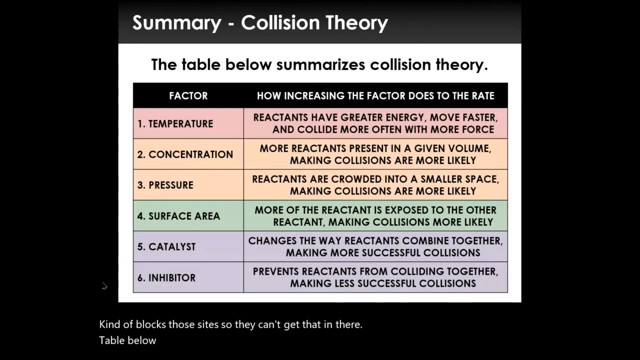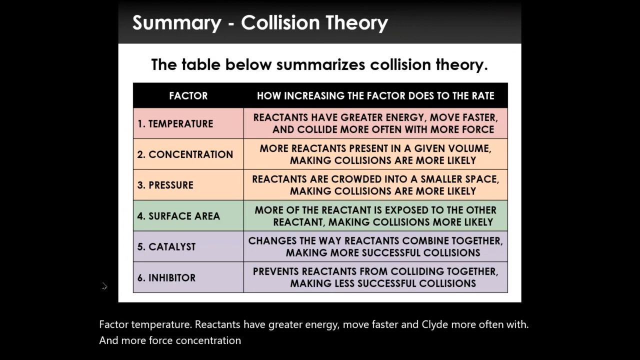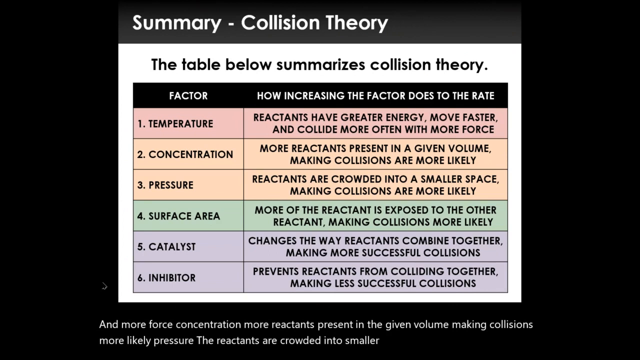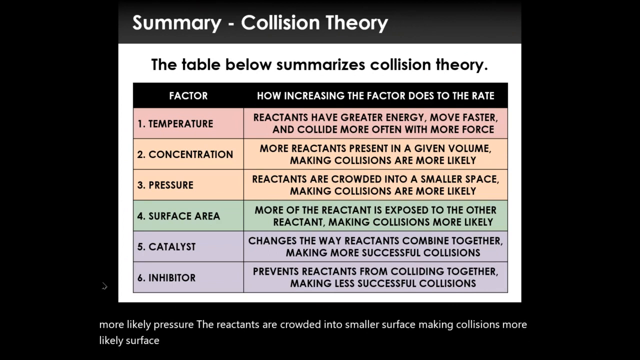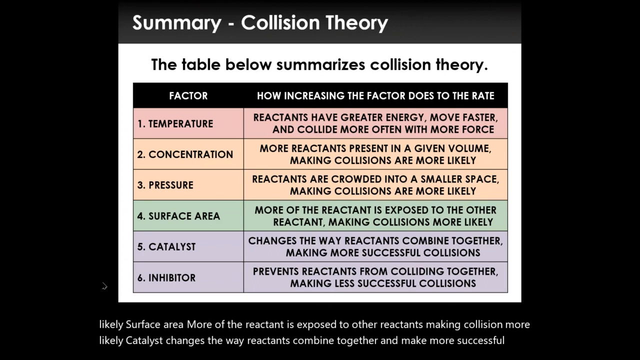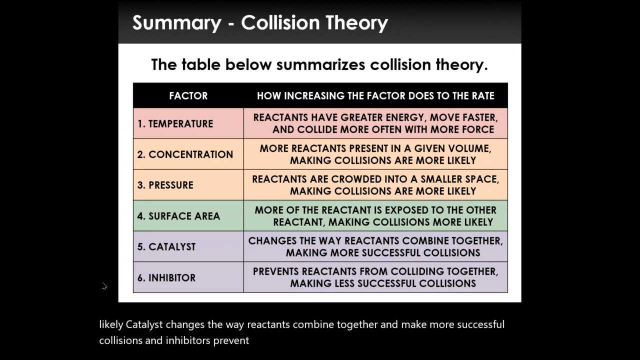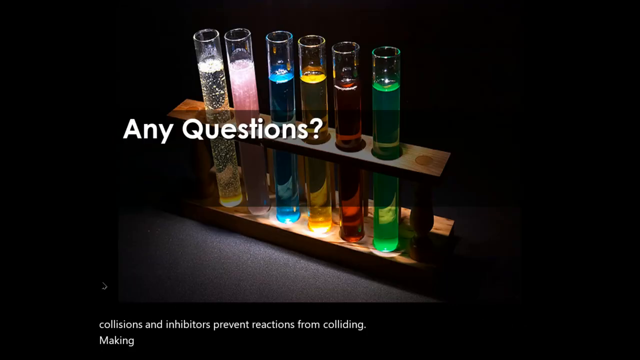The table below summarizes collision theory. Factor: temperature. Reactants have greater energy, move faster, and collide more often and with more force. Concentration: more reactants present in the given volume, making collisions more likely. Pressure: the reactants are crowded into a smaller space, making collisions more likely. Surface area: more of the reactant is exposed to other reactants, making collisions more likely. Catalyst: changes the way reactants combine and makes more successful collisions. And inhibitors prevent reactants from colliding, making fewer successful collisions.